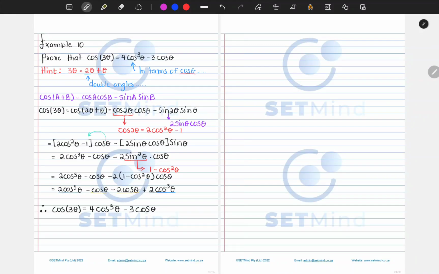So it is very important that you get comfortable with using the trig ratios in different ways, be able to manipulate them until you get the desired answer.